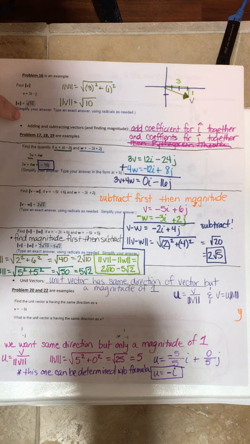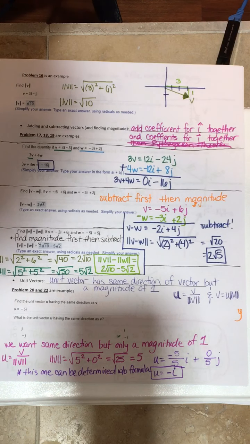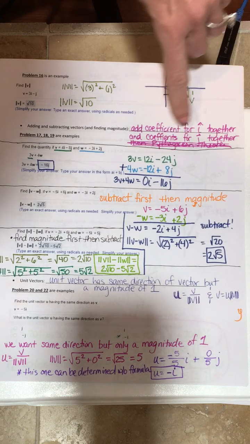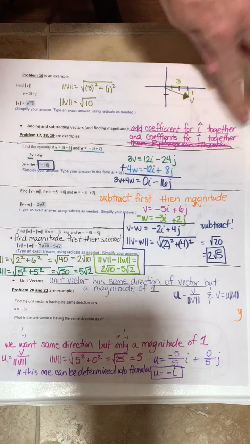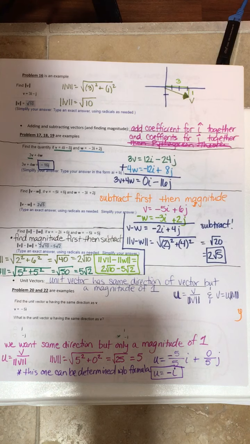Our next section says adding and subtracting vectors and finding magnitude. So now we're going to combine a few things. We're going to first add the coefficients for i together and add our coefficients for j together. It's like two different variables, right? You can't combine i's and j's.